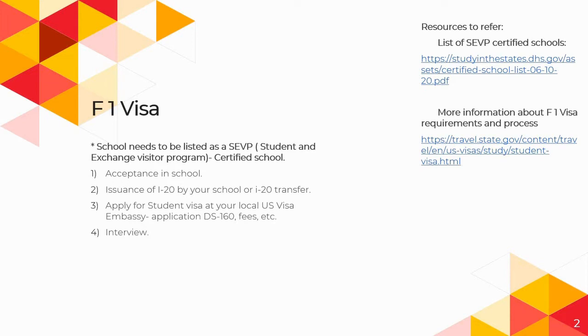Now, once you have that, and you also have your fees paid off, you do owe some fees to SEVP. You also owe fees for the student visa itself. So once you have all that, you can get started with your DS-160, which is the application form for your F1 visa. And finally, after that, you can set up an appointment at any of the US embassies for an interview.